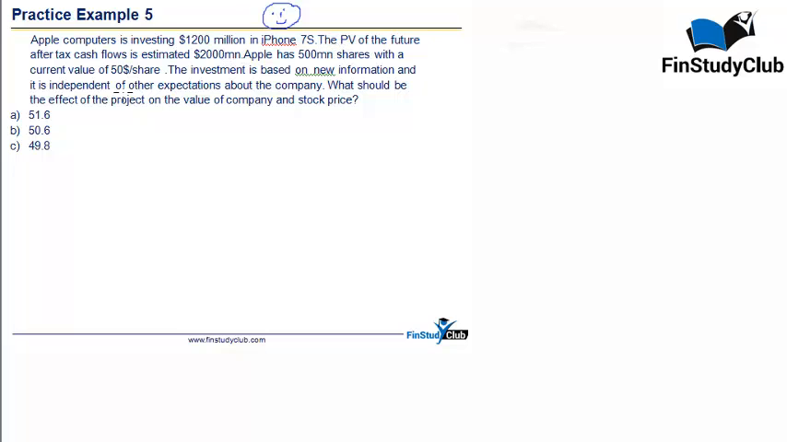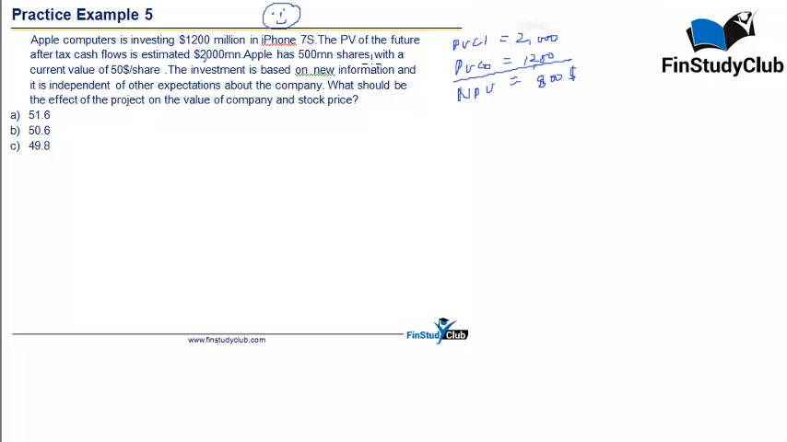The present value of the future after-tax cash flow is estimated to be 2,000. Okay, so this is like the PVCI, which is given to you, 2,000. And your PVCO is given to us as 1,200. So clearly the net present value is $800.